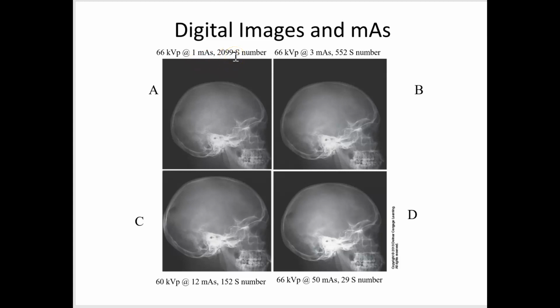2099 S number means really underexposed. With the S numbers, the lower the number, the greater the exposure. So here we have a 29 S number, so that was grossly overexposed. 50 mAs on a skull, that's way too much. And yet it looks quite similar to the one that we used 12 mAs on. The only difference is your S number.